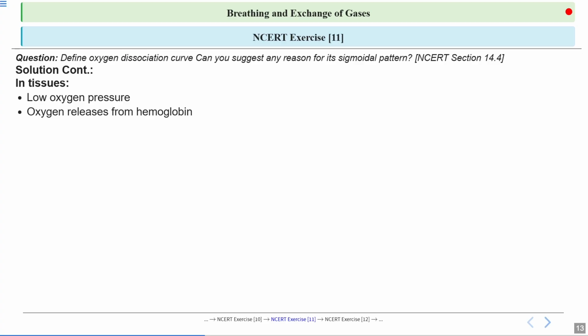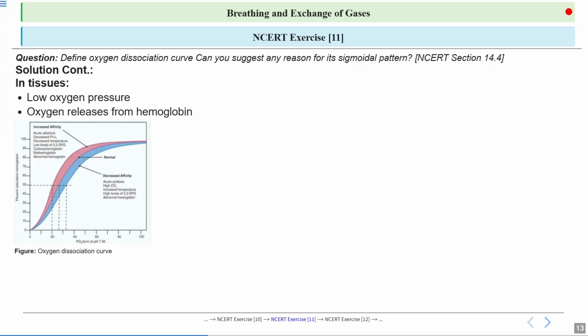So from the blood the oxygen moves to the tissue, and just the opposite happens with carbon dioxide. The tissue has a high concentration of carbon dioxide, and the blood has a low concentration of carbon dioxide, so it moves from the region of high concentration to the region of lower concentration. That is why it is written here, low oxygen pressure in tissue and oxygen releases from the hemoglobin, right? In this way, this graph is called the oxygen dissociation curve.